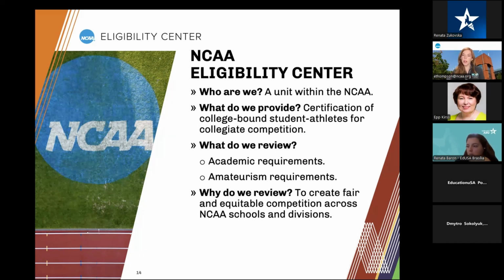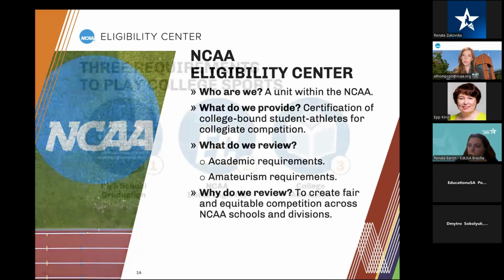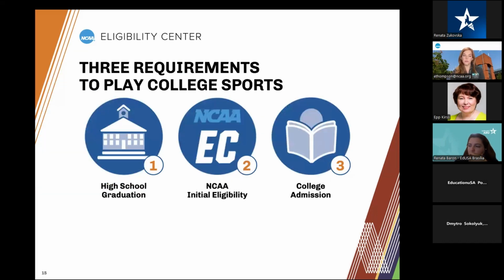So we review your high school academics, and I'll talk more about that in upcoming slides, but year nine in your country through your secondary school graduation is what we would be looking at to make sure that you're meeting the academic requirements, and then also ensuring that you're an amateur in your sport. So not paid any large amounts professionally in order to play your sport. So those are the things that we look at in order to, again, create a fair and equitable competition across all divisions and all NCAA schools.